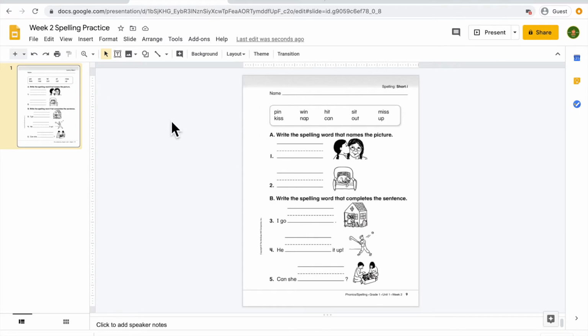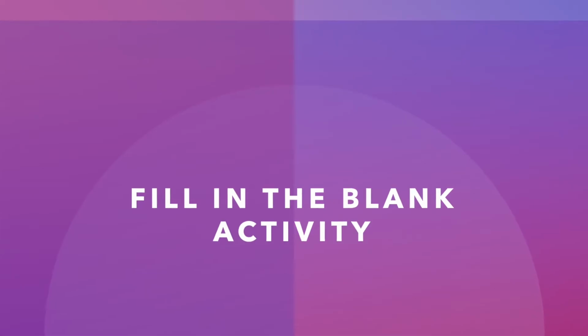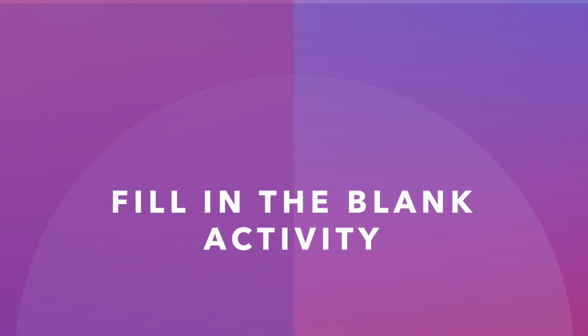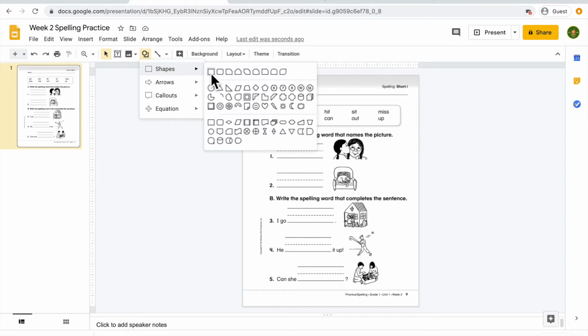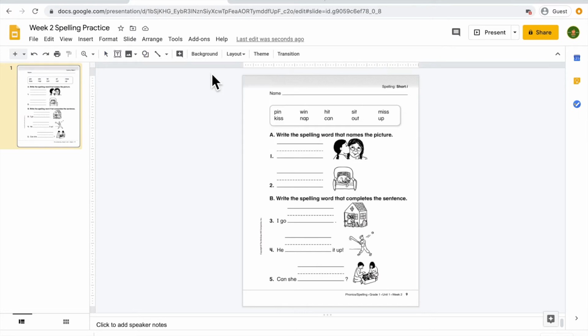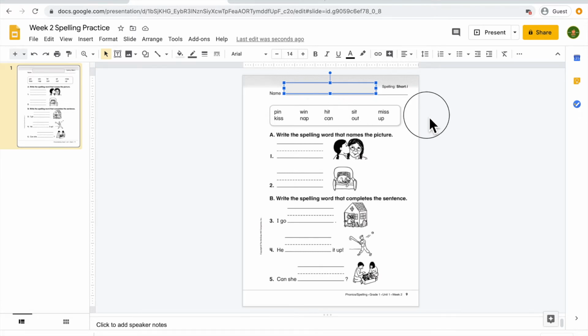Now, to add the interactive features, for this one, it's simply a fill-in-the-blank activity. So I will click on Shapes and click on the rectangular box, and I will just create the box right on the lines. So for this one, I will just click on the name line and just click and drag a box onto the name line.